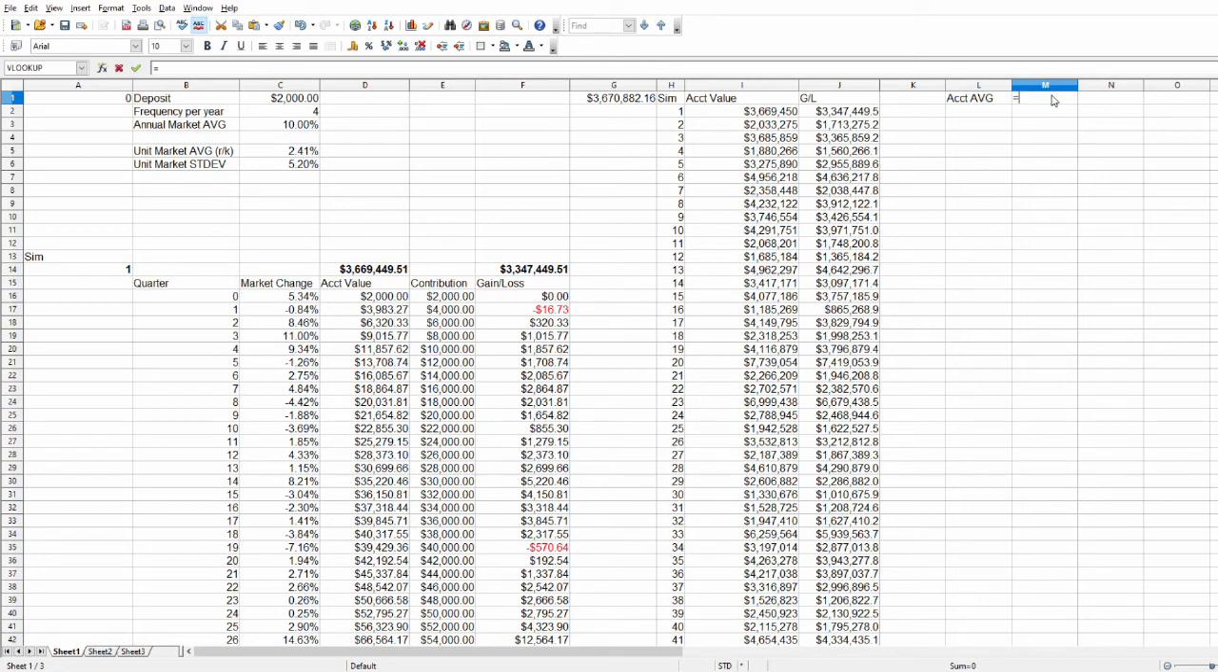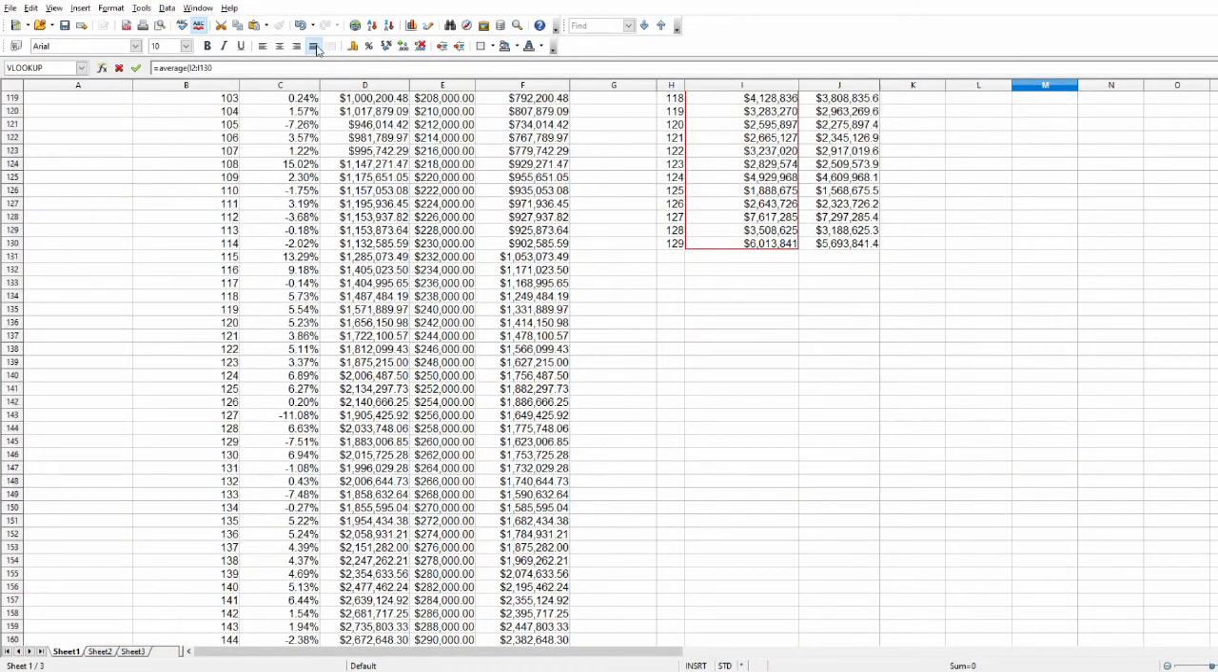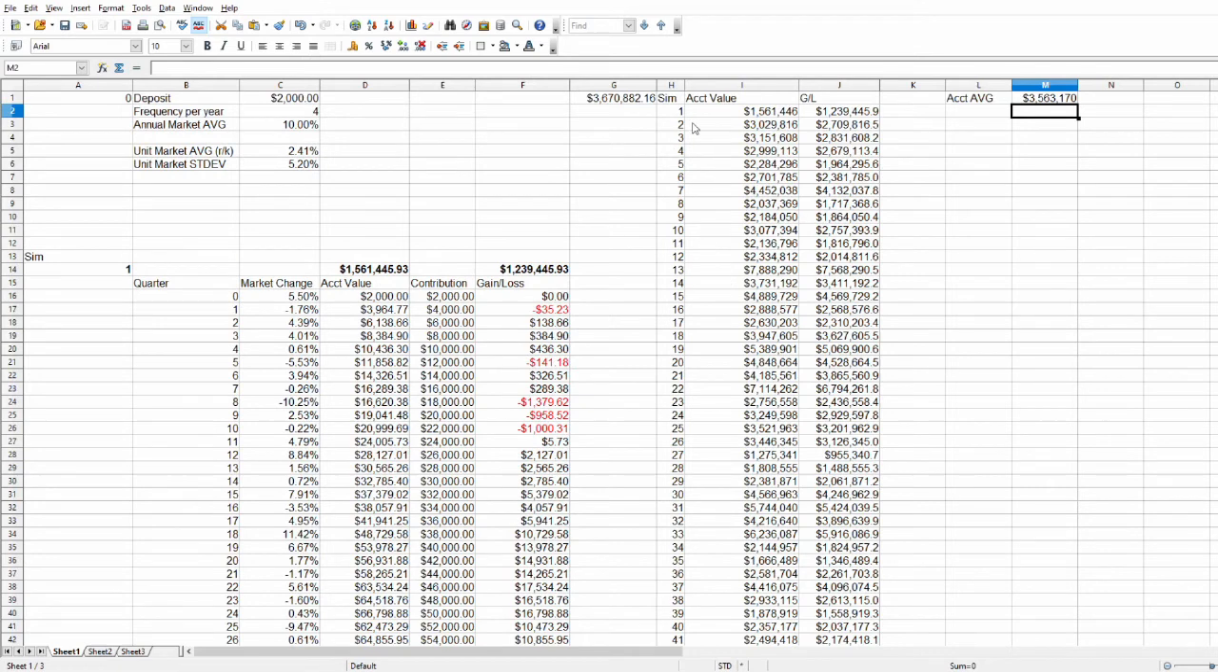I'm going to say equals average. And in Excel or OpenOffice, it's the same thing. I'm just going to click and drag all the way down here in parentheses and hit enter. It's going to think for a little bit because I have a lot of stuff going on here. But hey, look at that. My account average is $3.6 million. And what was predicted here was about $3.6 million, right?